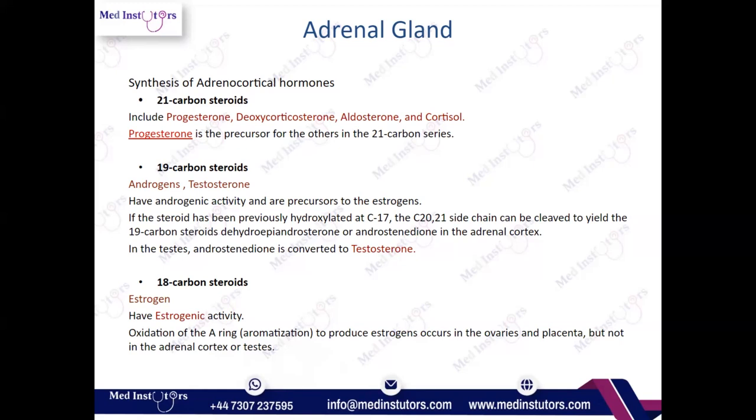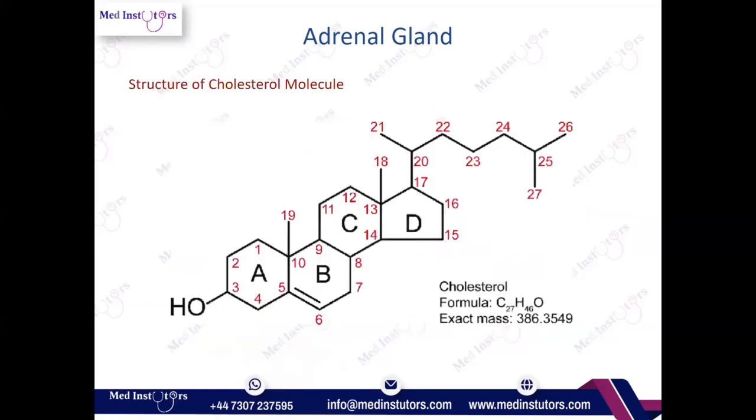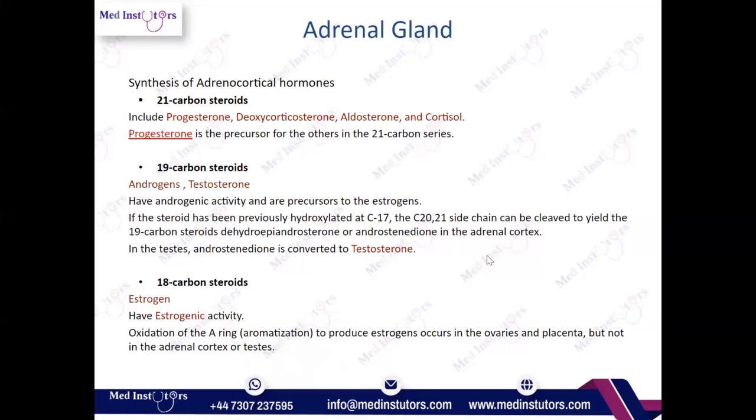Then let's talk about the 19 carbon steroids. And now you can imagine how these 27 carbon atoms are processed, cleaved and converted into these hormones by the adrenal gland. The process is known as steroidogenesis. Then the 19 carbon steroids are androgens and testosterone. These androgens are later converted into testosterone in the testes. Then the 18 carbon steroid is estrogen.